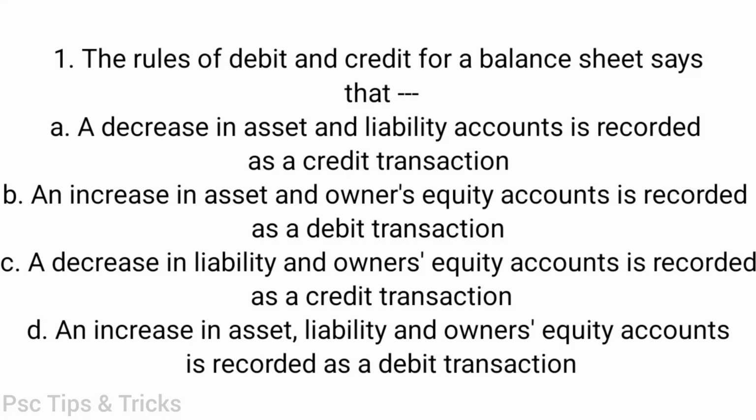Question. The rules of debit and credit for a balance sheet say that dash. Options. A decrease in asset and liability account is recorded as a credit transaction. An increase in asset and owner's equity account is recorded as a debit transaction. A decrease in liability and owner's equity accounts is recorded as a credit transaction. An increase in asset, liability and owner's equity account is recorded as a debit transaction. A decrease in liability and owner's equity account is recorded as a credit transaction.